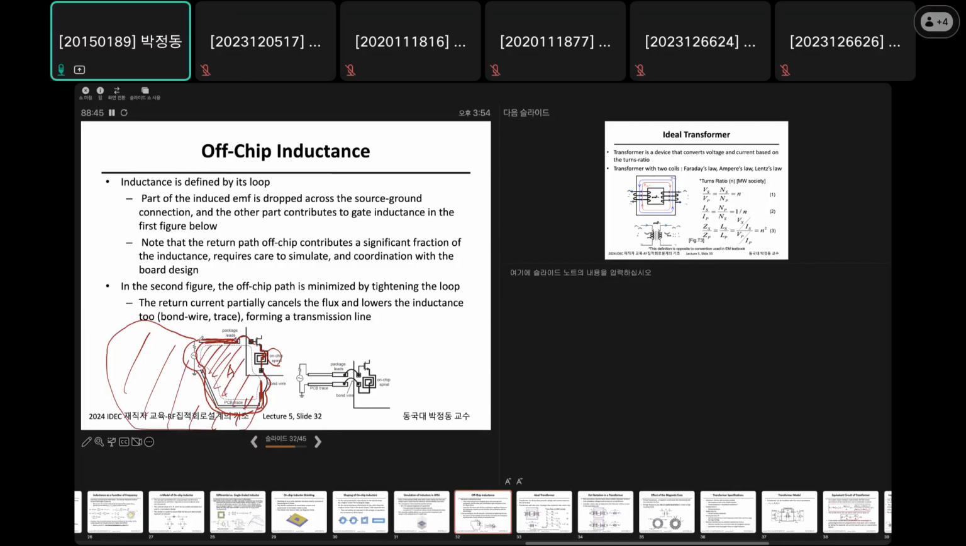Sometimes your routing line may be like this, so the area is like this. Depending on the closed loop area, right? Your inductance varies quite a lot, right? As I said before, L is N squared A, right? So A.